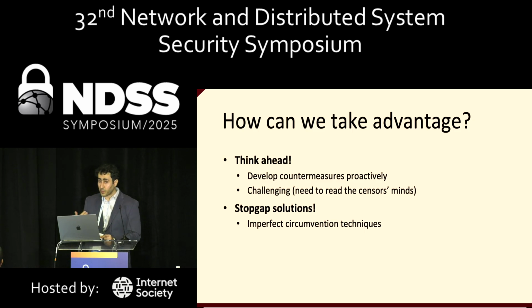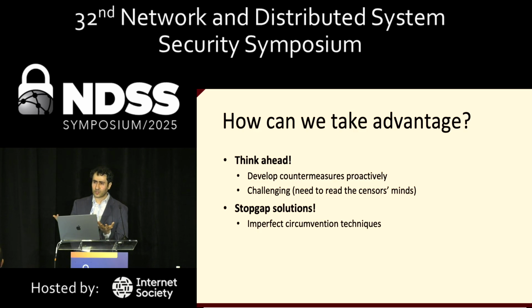The second thing that we can take advantage of is that stopgap or short-term solutions that we know are easy to block are still valuable. Even if your countermeasure is adding a simple header at the beginning of a packet, and even if the censors know how to block this new mechanism, it's going to take them some time before they can actually roll out their new blocking for this new stopgap solution.